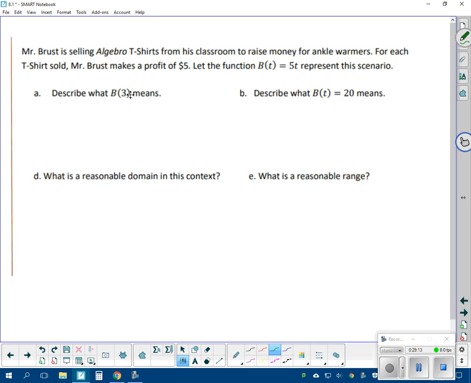Well, what would b of 3 mean? Is 3 your input or your output in that notation? That's your input. So 3 is equal to your t. What's t stand for? Number of t-shirts. So that means 3 t-shirts sold.